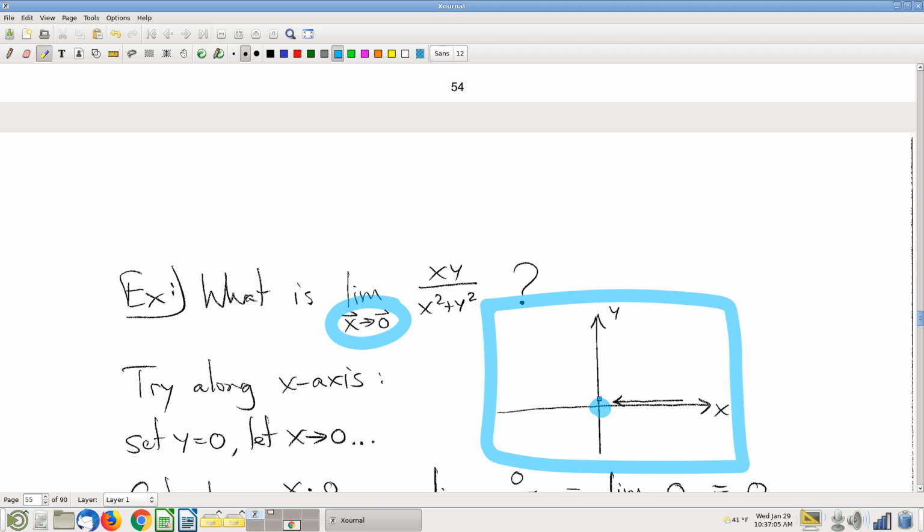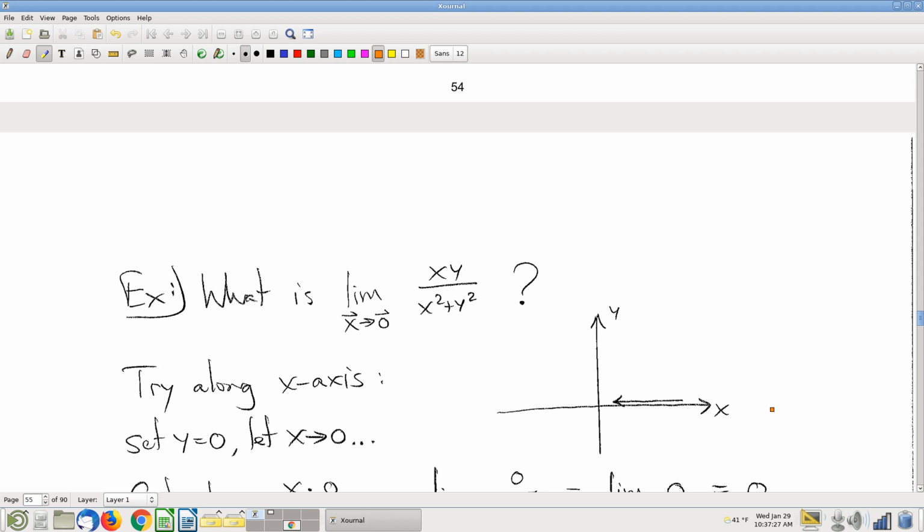And let's think about different paths that I could take that approach this point. You're going to have a lot of different paths. We're going to start with that one there, where we approach directly from the right. But we're also going to have to consider paths where we approach like that, or maybe like this, or maybe we do a knuckleball kind of thing, whatever, right? We're going to have to consider lots of different paths. Okay, how are we going to do this? How are we going to algebraically represent moving along a certain path?